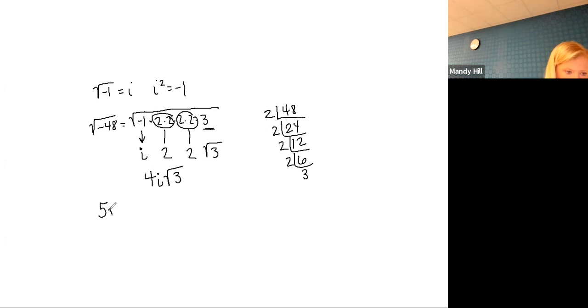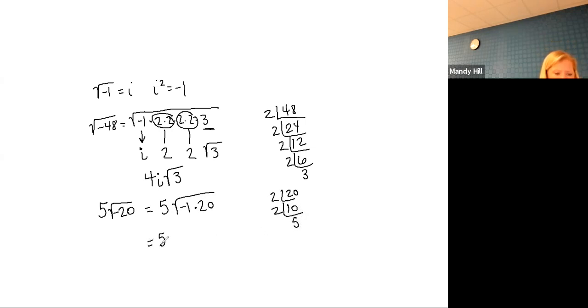Okay, we have another one like this, 5 times the square root of -20. When we do this, there's not anything I can do with that 5. I can break up the -20 into -1 times 20. I'm going to have to look at 20. 2 goes into 20 10 times. 2 goes into 10 5 times. Okay, so we've got the -1 times 2 times 2 times 5.